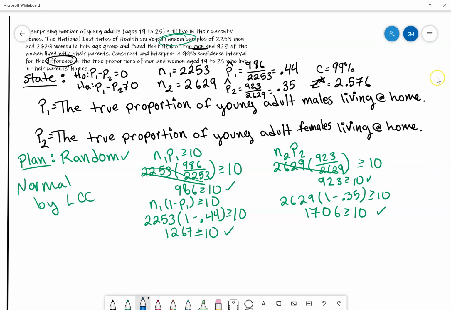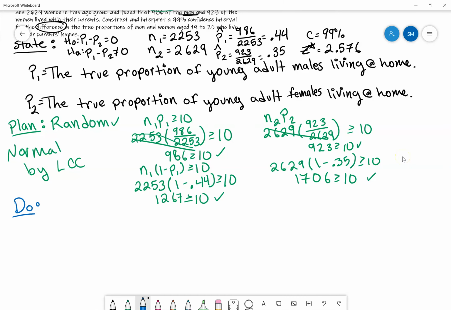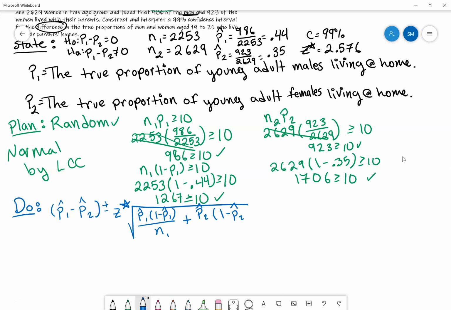Okay, so now we're going to go ahead and move on to completing our formula, so the do section. So again, our formula is p hat sub 1 minus p hat sub 2, very important that it's in parentheses, plus minus z star times the square root of p hat sub 1 times 1 minus p hat sub 1 divided by n sub 1 plus p hat sub 2, 1 minus p hat sub 2 over n sub 2. So we're going to go ahead and put in our data that we know.